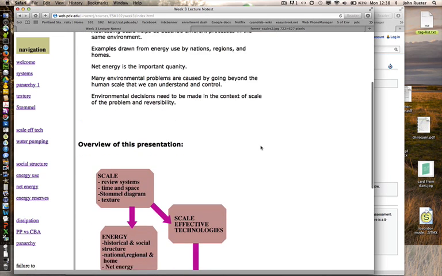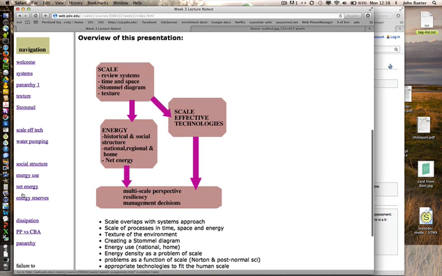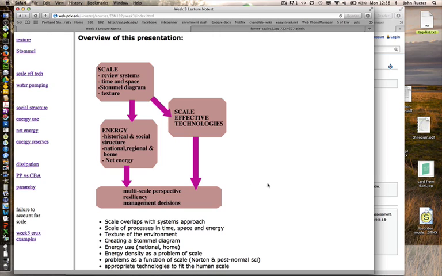Now, the only thing I want to say to finish up this lecture is that one of the things you should check out in D2L is the week 3 crux examples, and make sure you look at the learning objectives and those crux examples before you move on to the concept quiz and the crux.